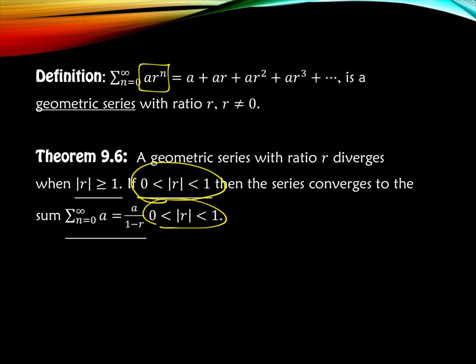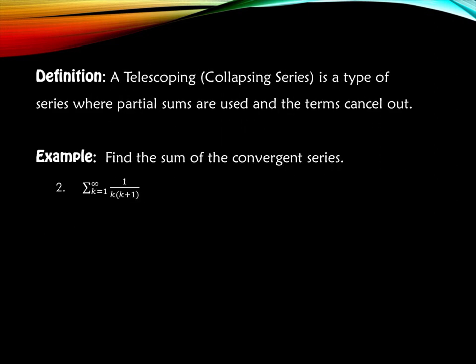Okay. Now, the next one's a little bit harder to see when it happens. This one's called a telescoping or a collapsing series. This is a type of series where the partial sums are used and the terms cancel out. So then this one's going to have those s sub n's in it, and we're going to see what happens when they cancel out. So first of all, looking at it, can you tell it's not a geometric series?